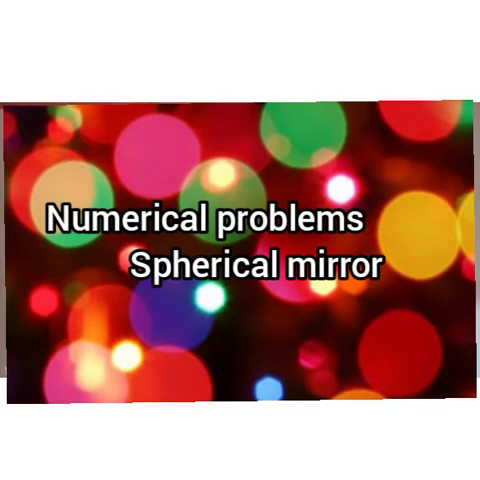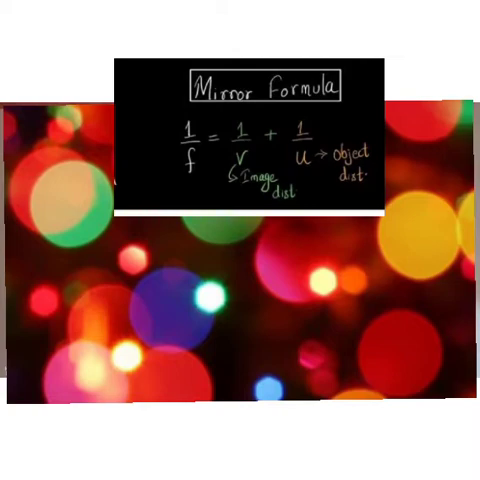In the last class we discussed spherical mirrors and studied the mirror equation. So, what's the mirror equation? It's the relation between focal length, object distance and image distance. That is 1 by f is equal to 1 by v plus 1 by u. Today we are going to discuss and solve some problems related to spherical mirrors.